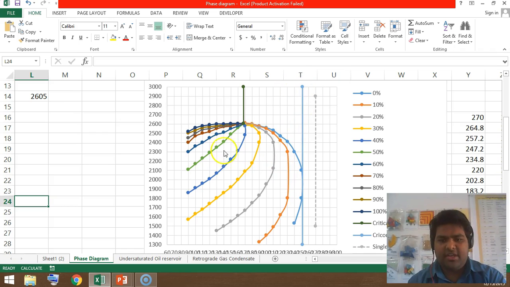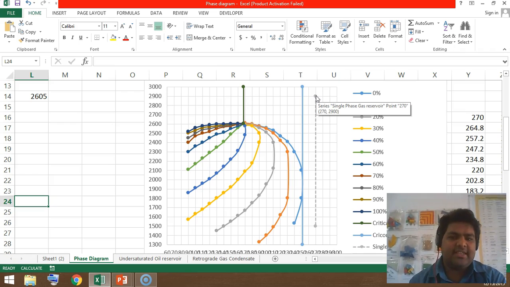So now we have the critical point. This is the critical point. This is the cricondentherm, and this point on the top, let's call it A. If the reservoir pressure and temperature are the same as that of this point, or at any point in this region, on the right hand side of the cricondentherm and outside the two-phase region, then at this point the reservoir fluid will be a single phase gas, and the reservoir would be called a single phase gas reservoir.